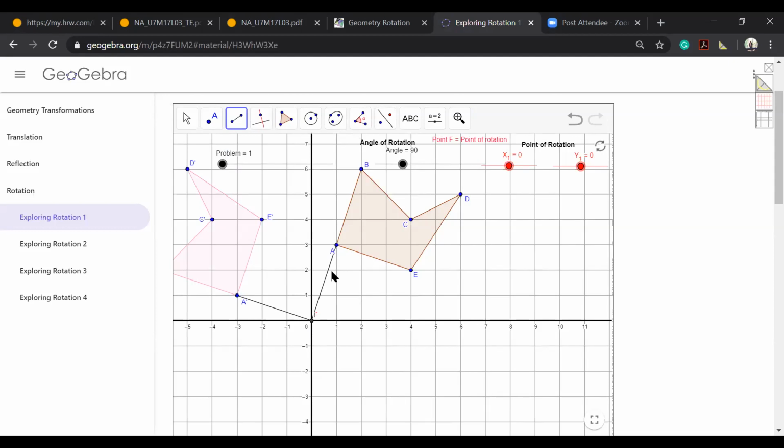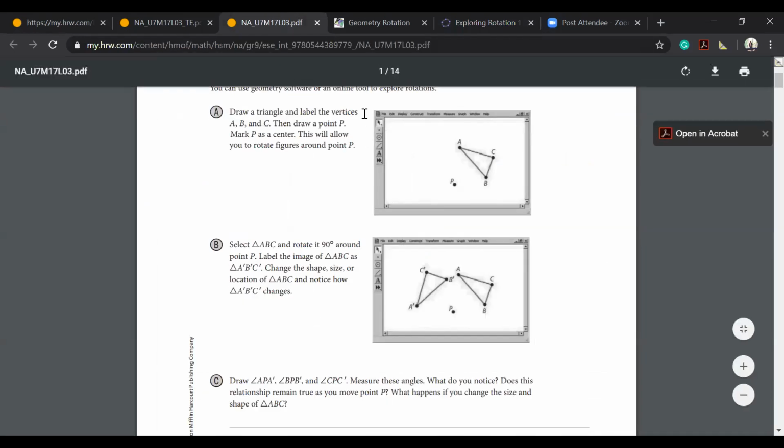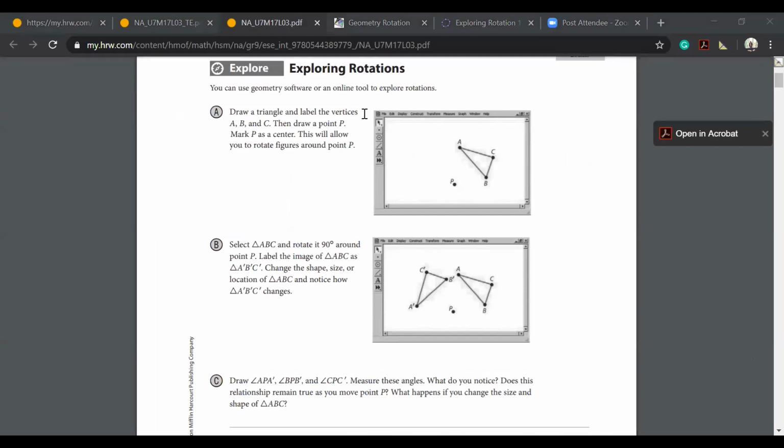What is this? This is angle APA prime. This is exactly the angle he was saying. If you go back to your book, what is he saying after drawing the angle? Measure these angles, and what do you notice? Well, does this relationship remain true as you move point P? What happens if you change the size and shape of ABC?